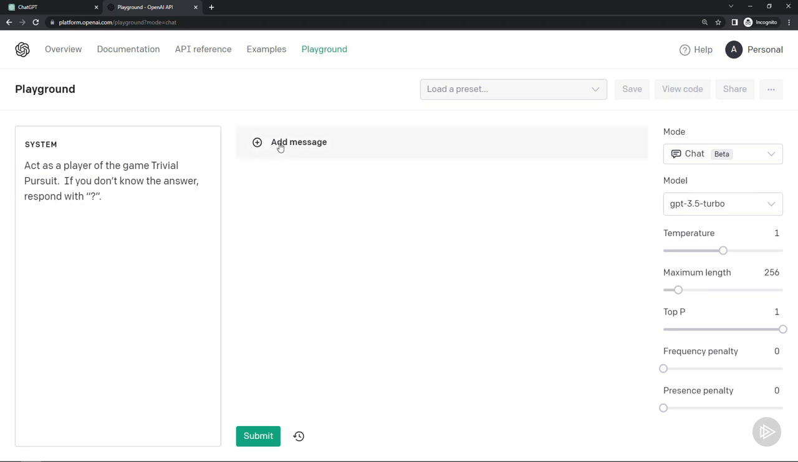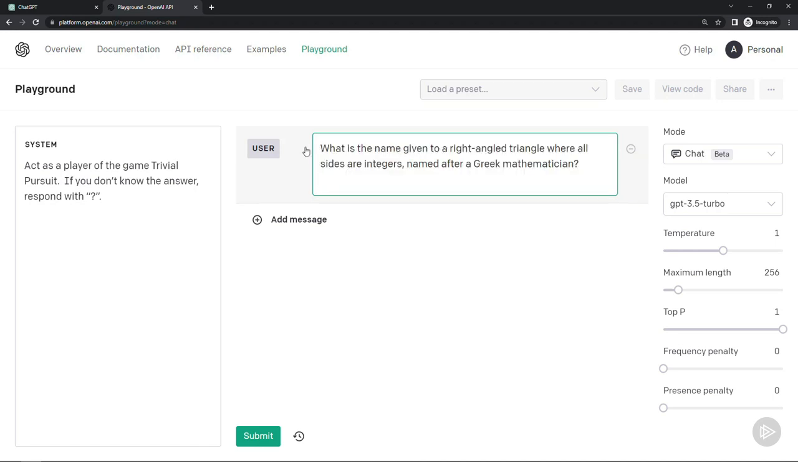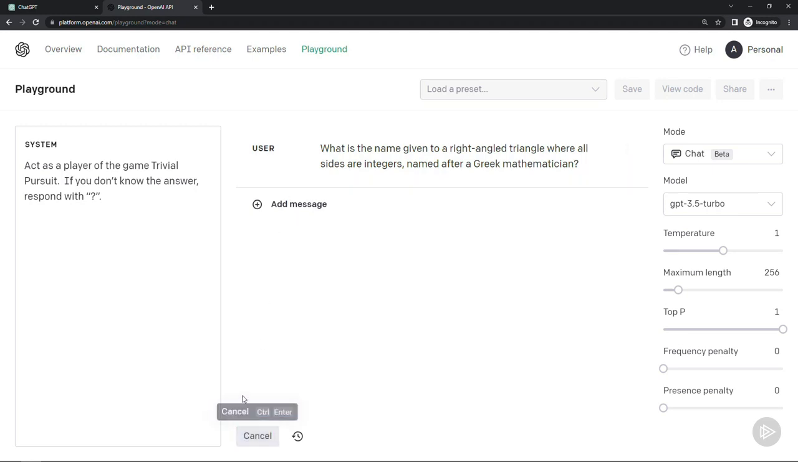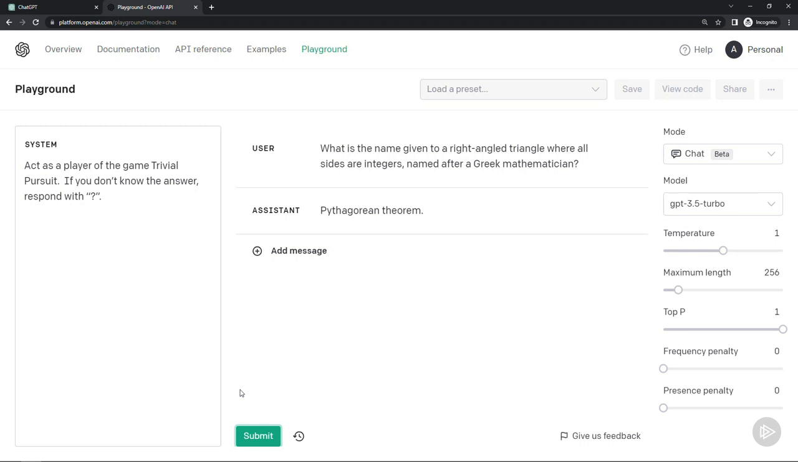And then over here, we can add our user message. What is the name given to a right-angled triangle where sides are integers named after a Greek mathematician? And we'll hit submit. The Pythagorean theorem. So that's correct, that's a fact.